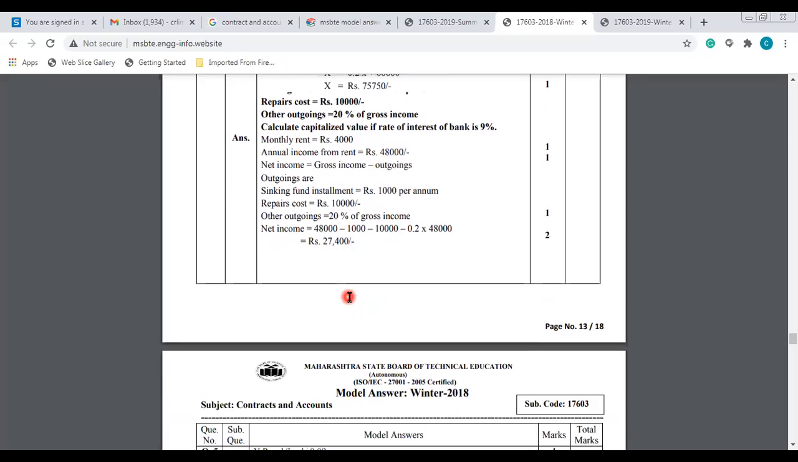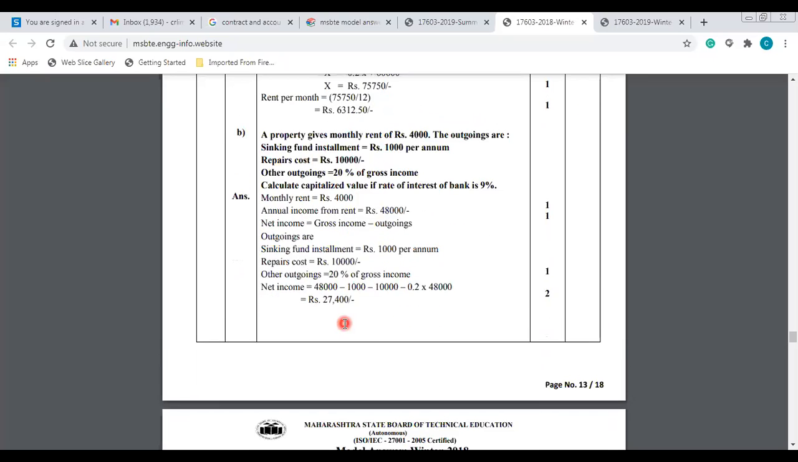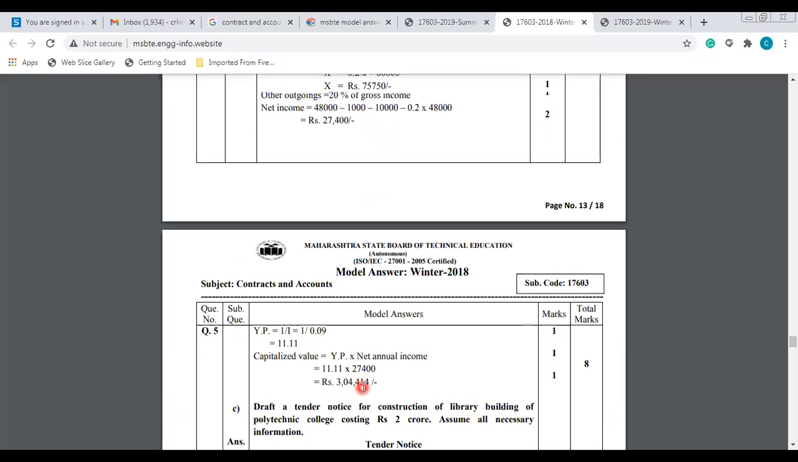After getting the net income, what is the formula to determine the capitalized value? Capitalized value equals net income into YP. That is the simple formula that one has to use. Now here YP is nothing but years purchase. Which formula are you going to use? 1 by I or 1 divided by IP plus IC. If there are two different rates of interest which are clearly mentioned, rate of interest on the cost of construction is this, and rate of interest on the sinking fund amount is this, then you have to use the formula YP equals 1 divided by IP plus IC.